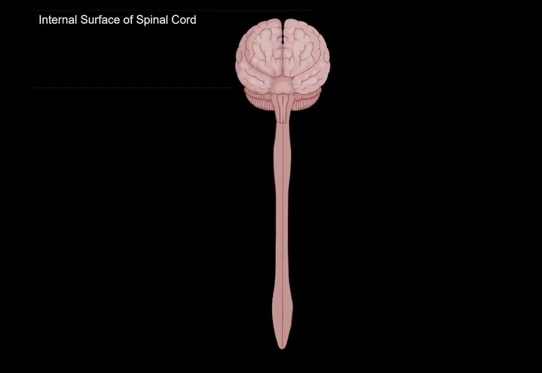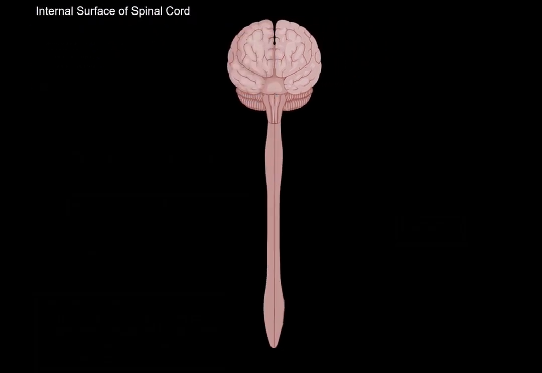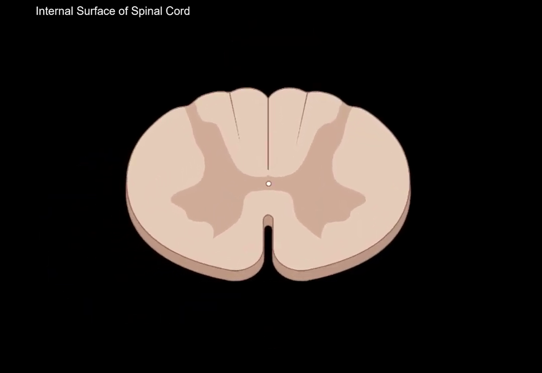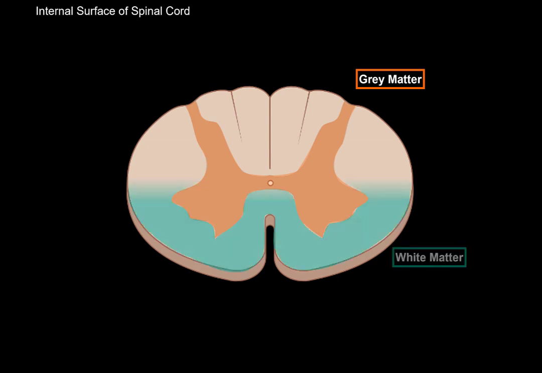Alright, we can start by taking a small segment of the spinal cord and looking at the internal surface. It will look like this. The internal surface of the spinal cord consists of the gray matter and the white matter.